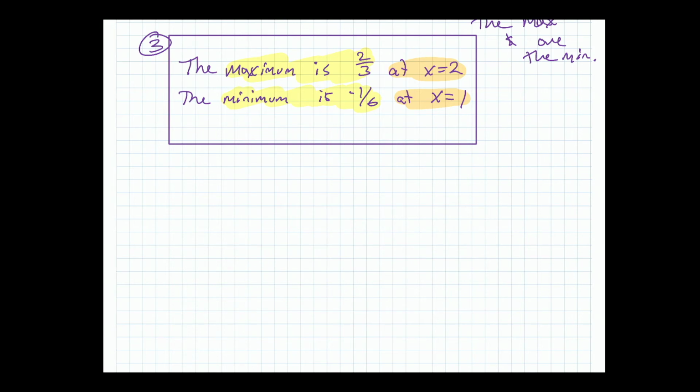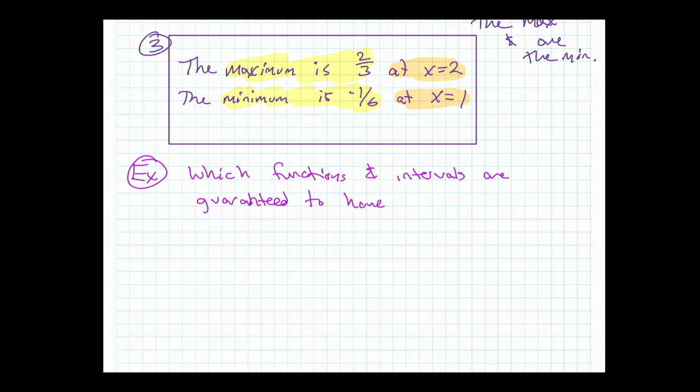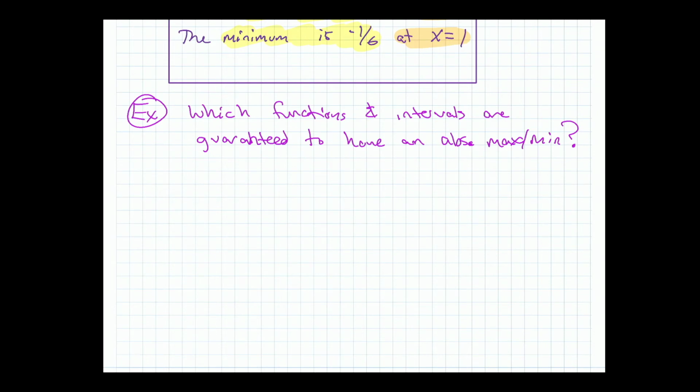Oh, I like this. We did a whole problem here, but they ask you some theory questions too. So here's a question: which functions and intervals are guaranteed to have an absolute maximum and minimum? That's not how they word it exactly, they say by the extreme value theorem, but that's fine. So I'm going to write some functions, and then we'll talk about them.